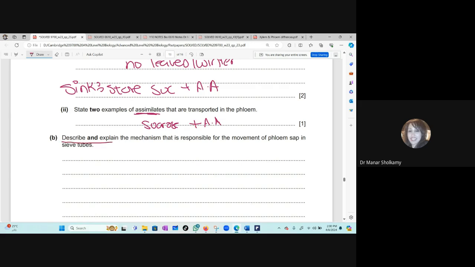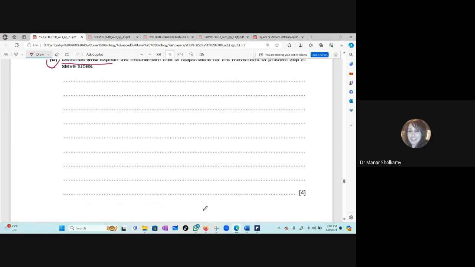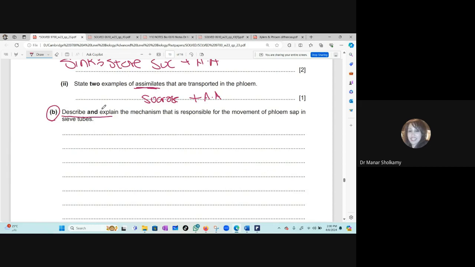Describe and explain. I don't like these questions. The mechanism that is responsible for the movement of the phloem sap in the sieve tubes. This is definitely out of 4 marks. Okay. So you will describe and explain the mechanism that is responsible for the movement of the phloem sap in the sieve tubes.